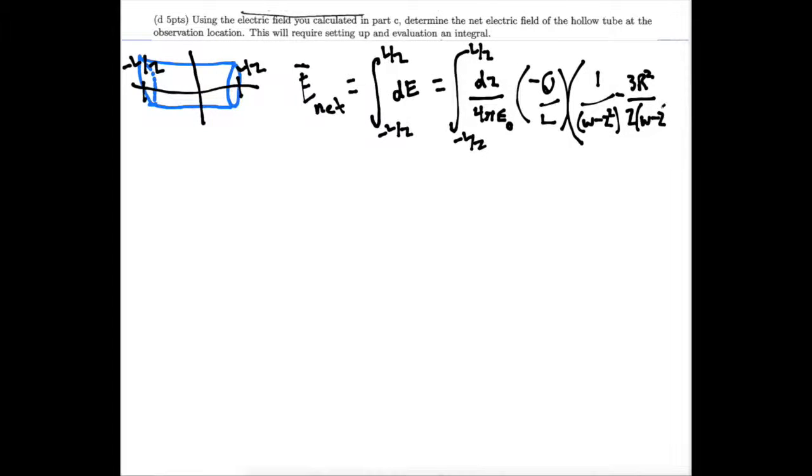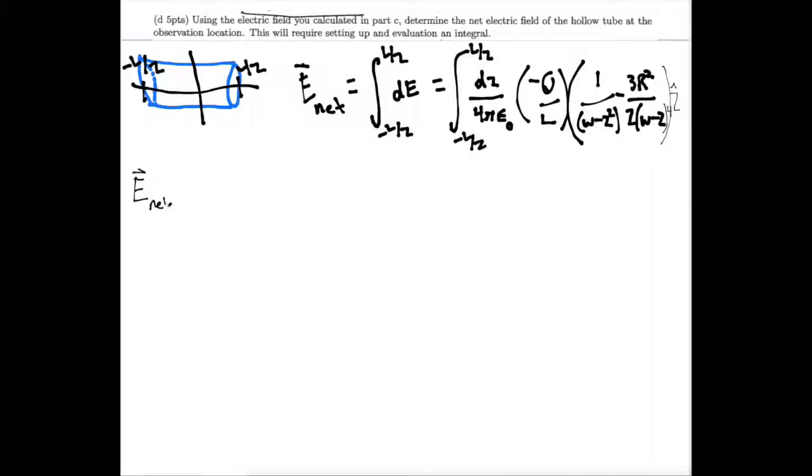Looks like I'm running out of space. I'll make some up here. To the fourth, close that up, and don't forget our Z hat. Pick another tip that'll work better. Now it's just time to work that integral.